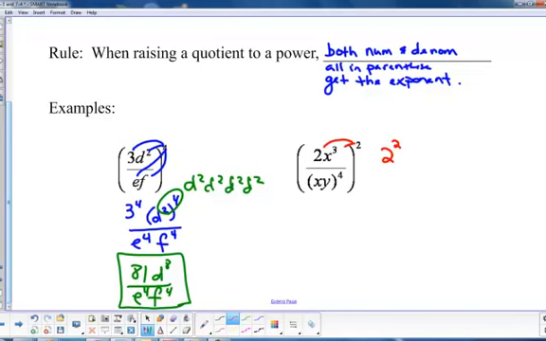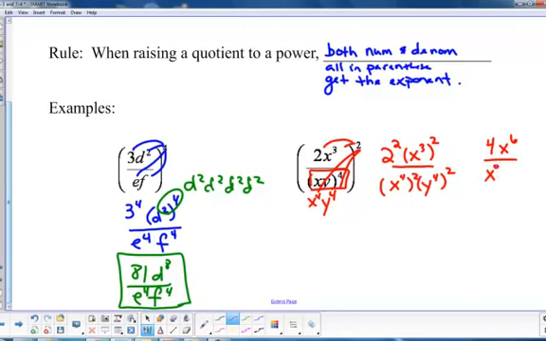This is 2 squared, x cubed squared. Okay, now this simplifies to x to the 4, y to the 4. And then you need to put the 2 to both of those. So it's really x to the 4 squared, y to the 4 squared. So this is 4, x to the 6 over x to the 8, y to the 8.